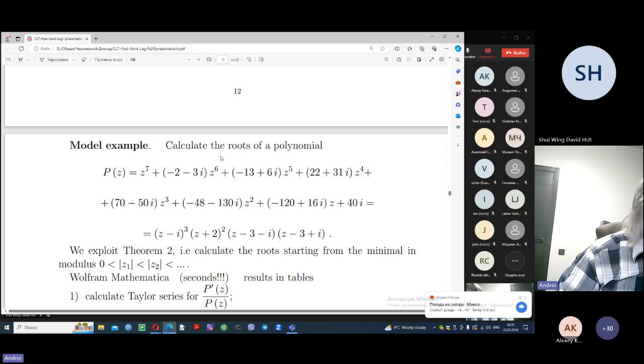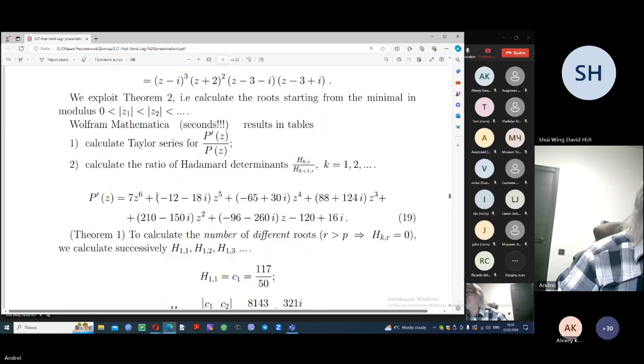So, by means of the results presented, let us calculate the roots of a polynomial. Of course, it is a model example, and we know its roots, but we will calculate them simply by means of this polynomial. We will not use the roots of the polynomial to calculate. We will calculate them by means of the result presented. So we exploit theorem 2. I'm recalling it now. We calculate the roots starting from the minimal one in modulus.